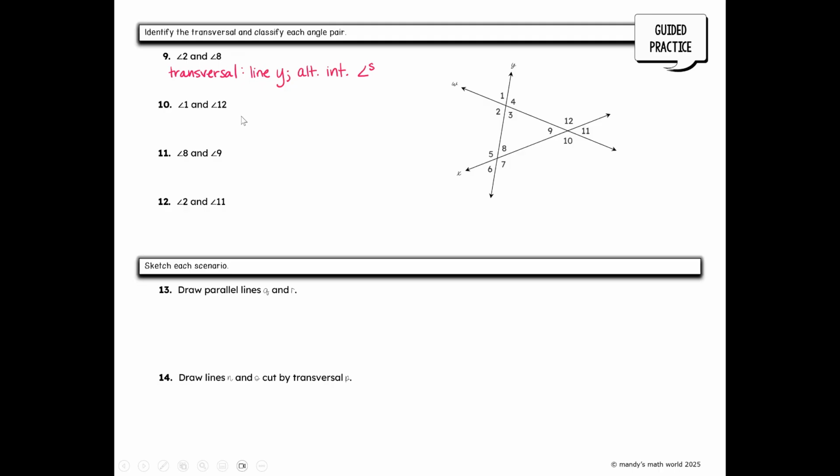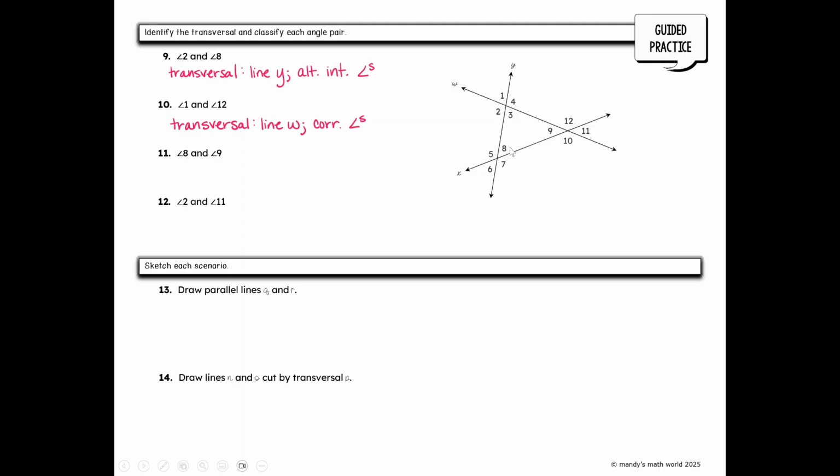Angle 1 and angle 12. Angle 1 is here, angle 12 is here. They're both along this line. That makes line W the transversal. And since this angle is on this side of this line, this angle is on the same side of that line, those are corresponding angles. And I've abbreviated it like that. You don't have to abbreviate it, but you can write out corresponding angles.